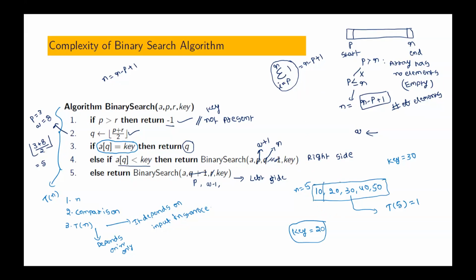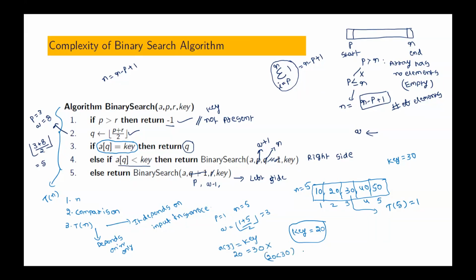Correct now? The elements are 1, 2, 3, 4, 5. Initially p equals 1, r equals 5. So p is less than or equal to r. So q becomes (1 plus 5) by 2, so it is 3. We'll check A of 3. What is A of 3? 20. Does 20 equal 30? This condition fails. So from this we know that 20 is less than 30.